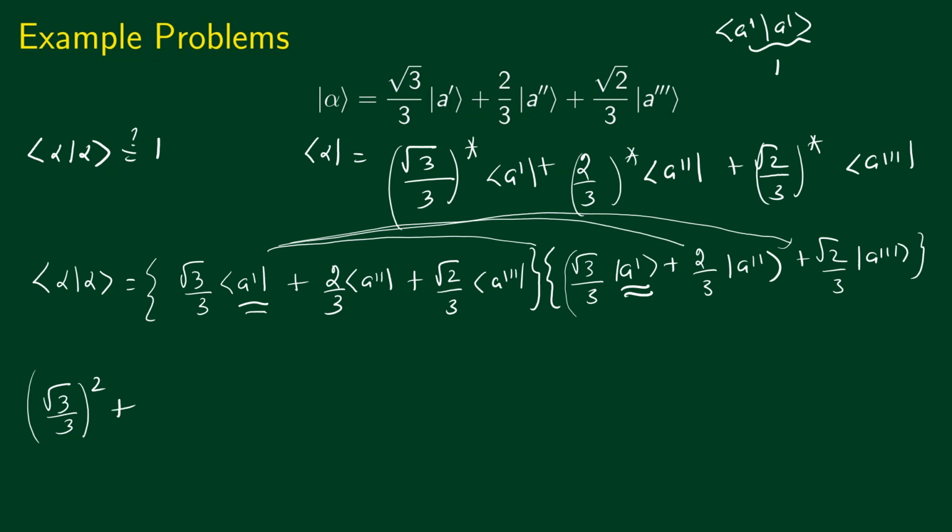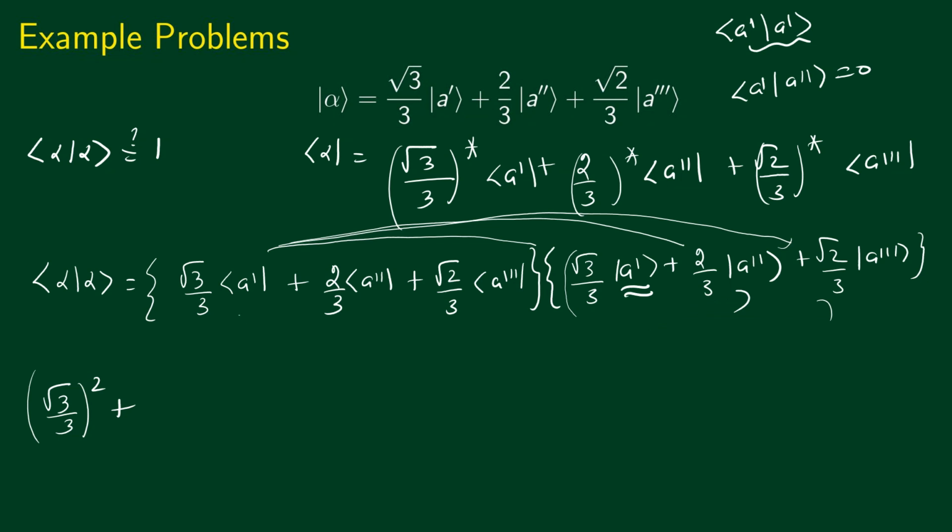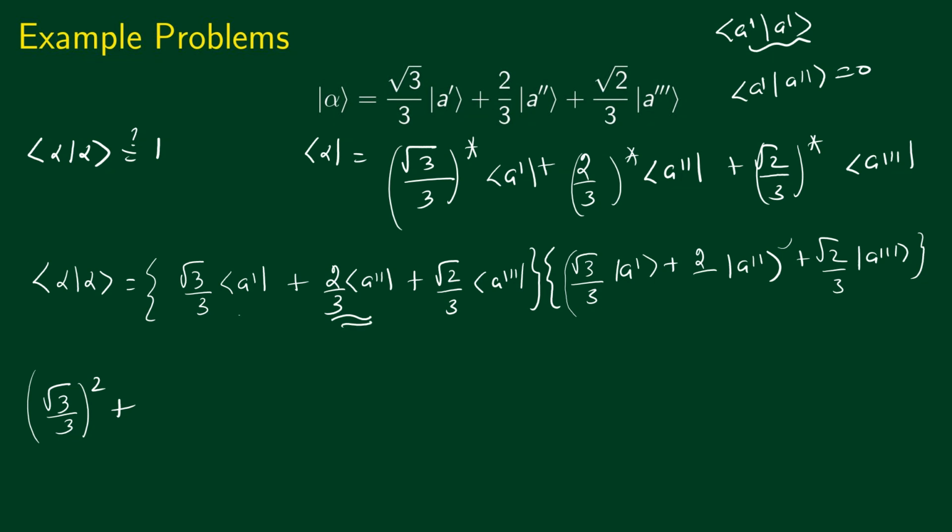Plus, I have to combine this bra with the second ket here. In this case, the combination bra a prime ket a double prime is actually 0 by orthogonality. So this term has no contribution. We have to combine this with the third term also, and again that term goes to 0 by orthogonality. So this means that we need to combine bra a prime only with ket a prime, all other terms are 0. Now we take the second term here, 2 by 3 bra a double prime.